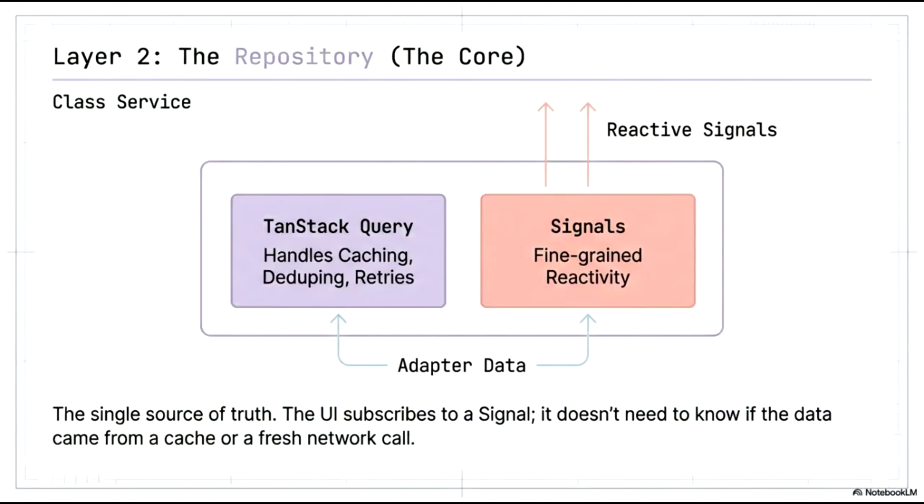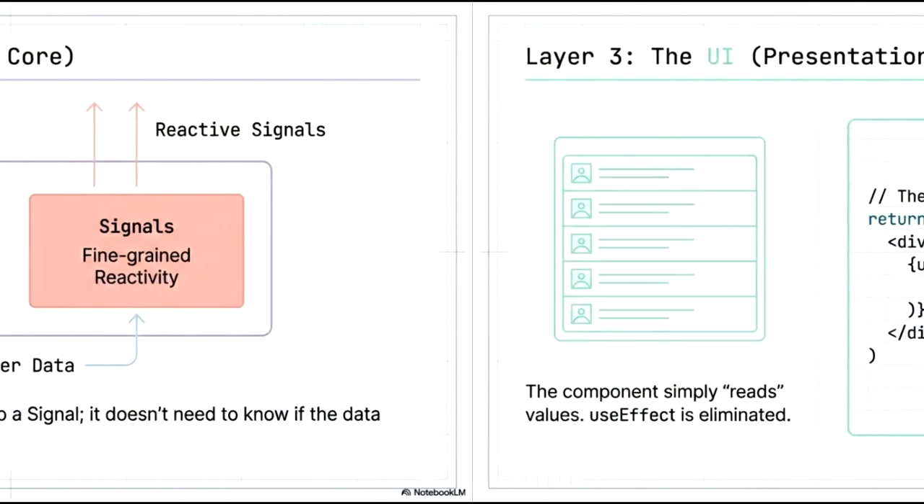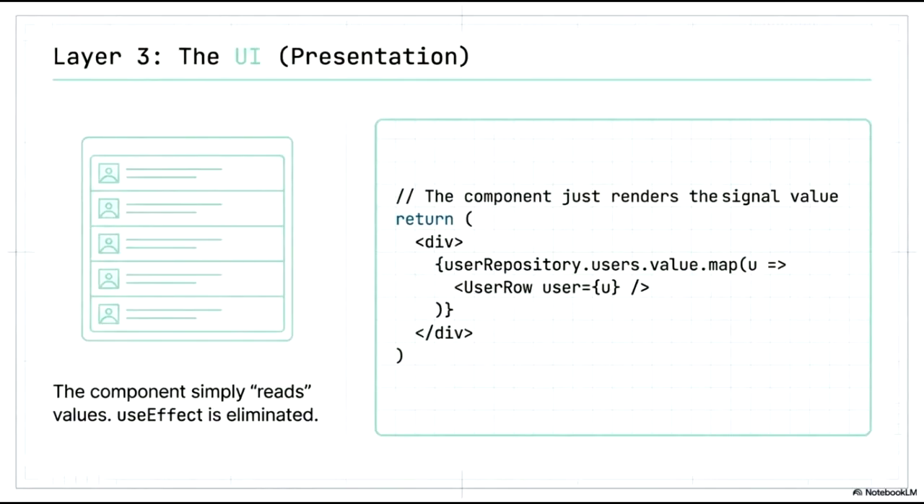Whether the information is retrieved from a local cache or a fresh network call, the UI simply reacts to the signal updates seamlessly. Moving into layer 3, we focus on the UI, or presentation layer. At this stage, the component's responsibility is strictly limited to rendering the current state. As demonstrated in the code snippet, the component simply maps over the user's list directly from the user repository.